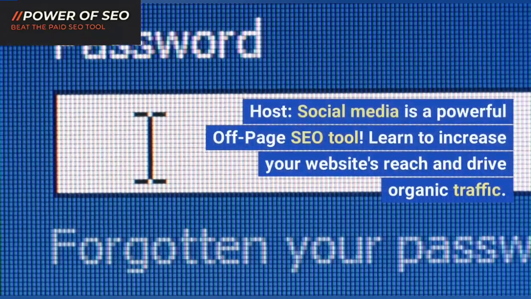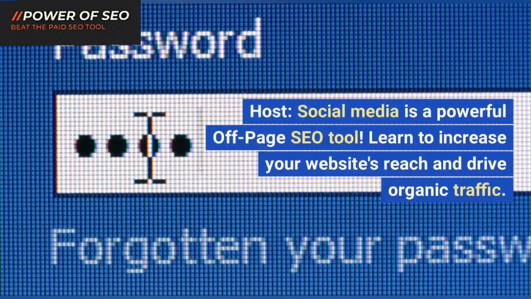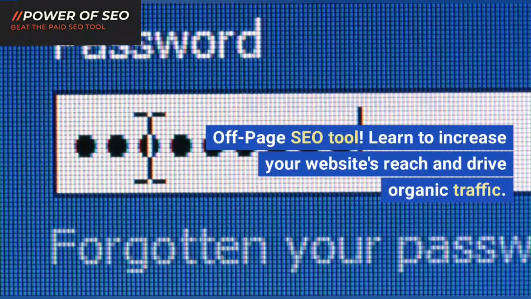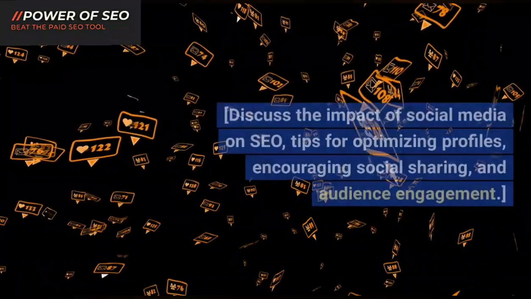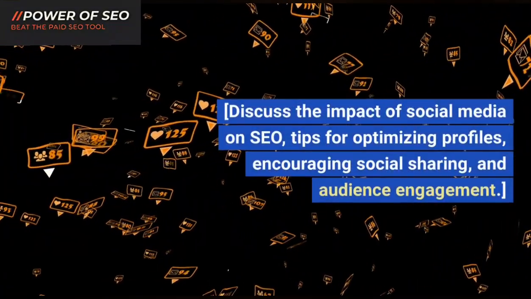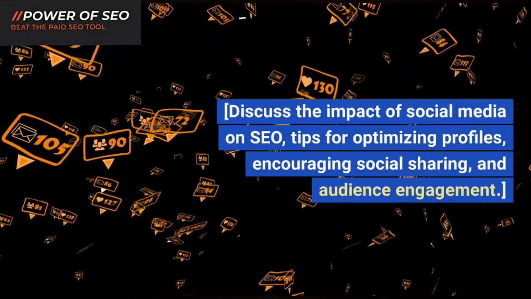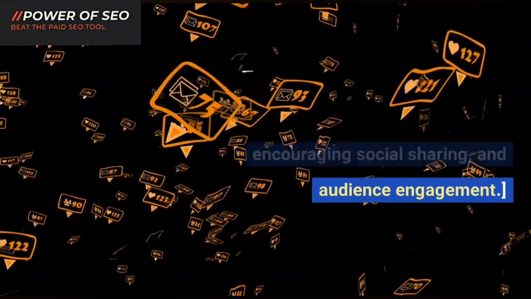Segment 3. Leveraging social media. Social media is a powerful off-page SEO tool. Learn to increase your website's reach and drive organic traffic. Discuss the impact of social media on SEO, tips for optimizing profiles, encouraging social sharing, and audience engagement.